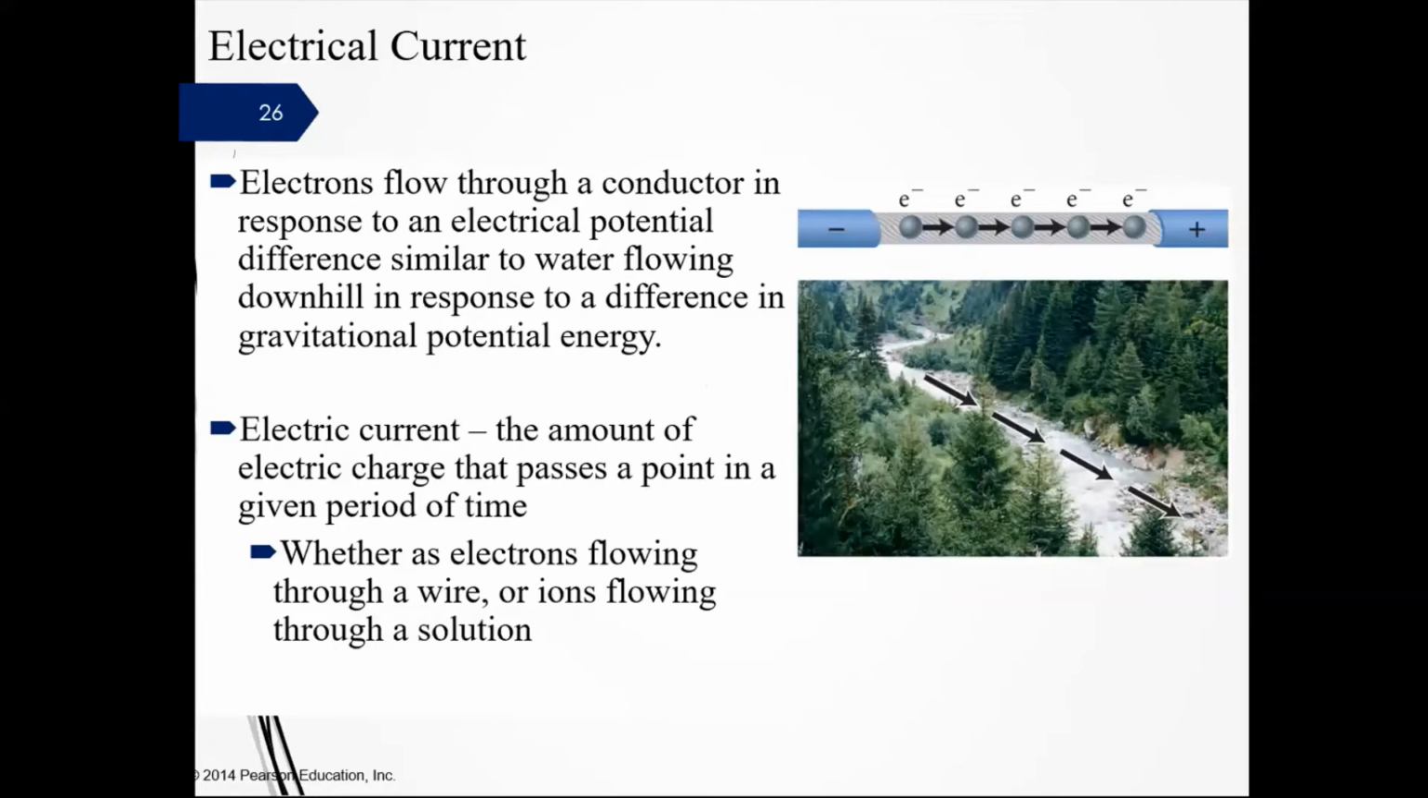Now that flow depends on the amount of those electrons that are moving. So it's not about how much energy the electrons have, but it's actually the physical number of electrons. So electrical current is the amount of electrical charge that passes a point over a given period of time. So it's kind of like the number of electrons that flow through it. They could be moving slow, they could be moving fast. It's just about the amount of charge that's in them.